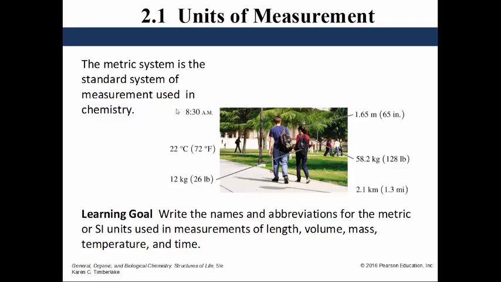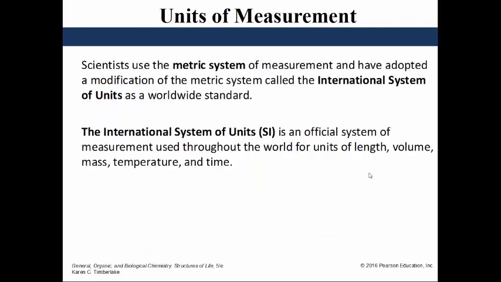So in this picture, you have the two students walking most likely to class. The temperature, 22 degrees Celsius, which would be equivalent to 72 degrees Fahrenheit. The backpack here, 12 kilograms or 26 pounds. This person's height, 1.65 meters or 65 inches. This person's weight, 58.2 kilograms or 128 pounds. And they are walking 2.1 kilometers or 1.3 miles. So all these are equivalent values to each other. This one's in metric, and one's in English. Metric, English.